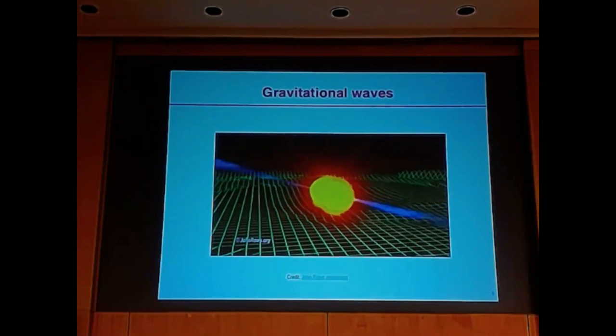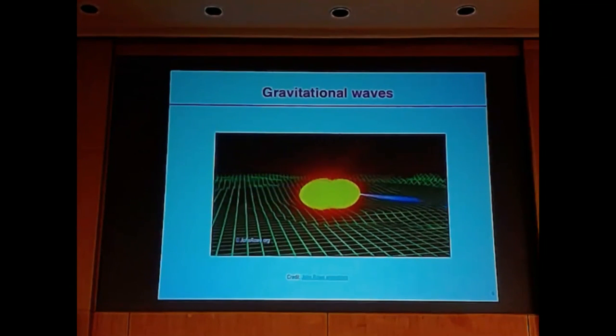And Einstein's prediction is that those stars should be getting closer together, because the gravitational waves are going to take energy away. That's a very different prediction than Newton's theory, which says that these stars are going to orbit forever. And this was observed. This was observed in the 70s.